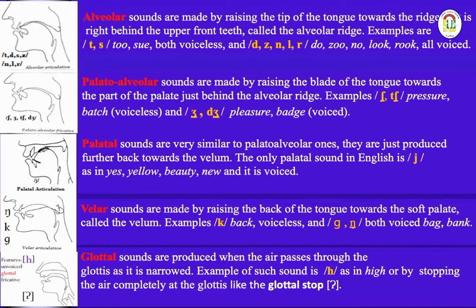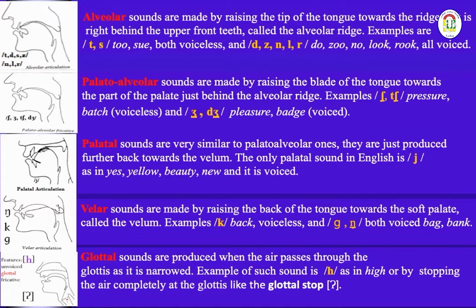Alveolar sounds are made by raising the tip of the tongue towards the ridge that is right behind the upper front teeth, which is called the alveolar ridge. Examples of such sounds are t and s, like in two and sue. Both are voiceless. D, z, n, l, and even r are voiced, like in do, zoo, no, look, rook, which are all voiced, that is, they are produced with a vibration in the vocal cords.